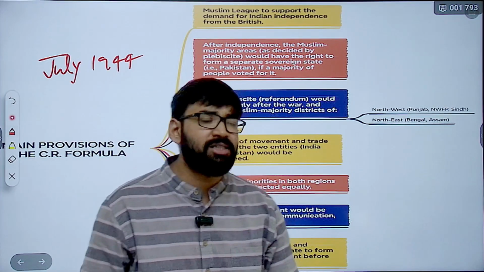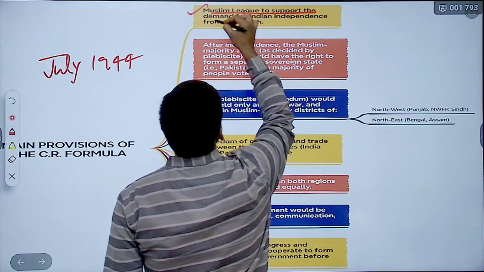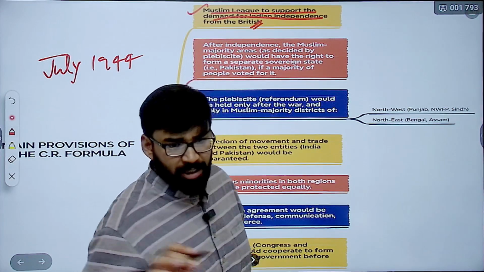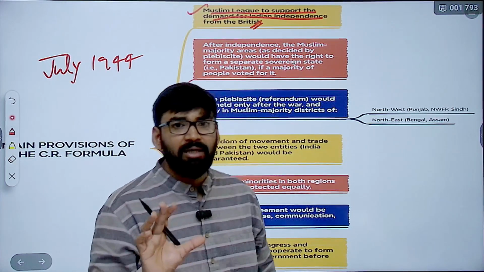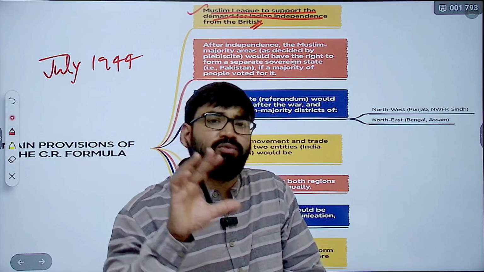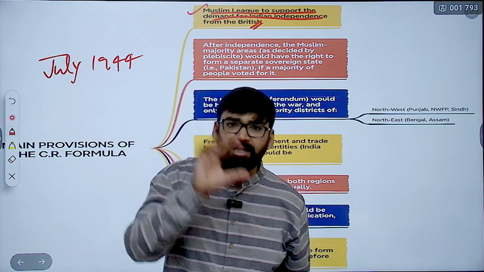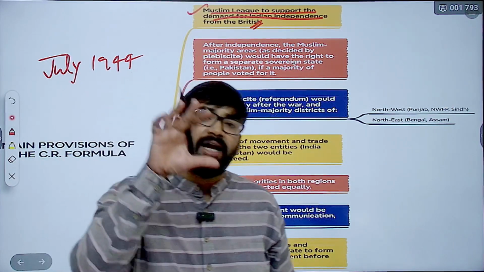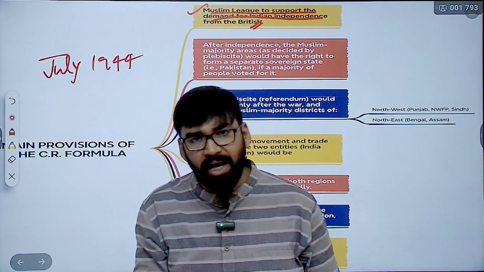So what are the main provisions of this CR formula? So let's try to understand. First, Muslim League to support the demand for India's independence from British. तो सी राजगोपालाचारी ने पहली चीज ये बोली कि मुस्लिम लीग को सपोर्ट करना पड़ेगा इंडिया की इंडिपेंडेंस को फ्रॉम ब्रिटिश. Second thing, they said, after the independence, Muslim majority areas, as decided by the plebiscite, would have the right to form a separate sovereign state or not.